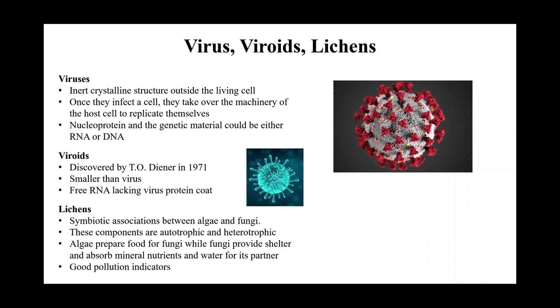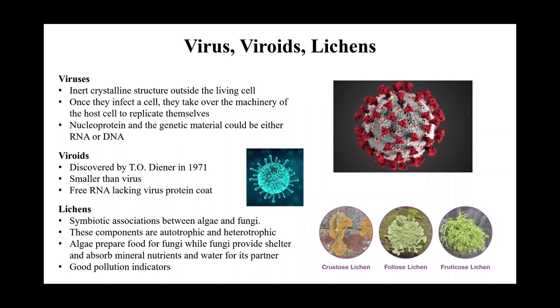And then we have viroids, which are smaller than viruses. So remember, a virus itself is very small in nature. Viroids are even smaller than them. They can be called free RNA, which do not have the viral protein code. And then we have lichens.